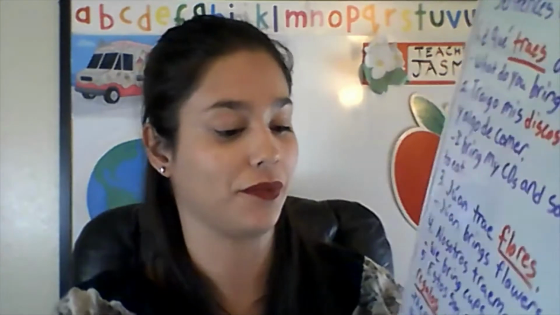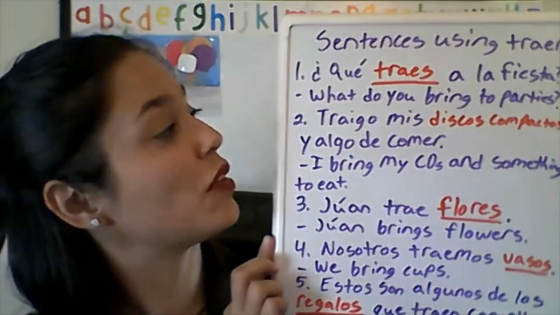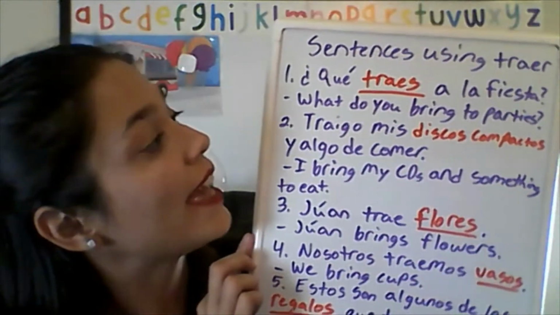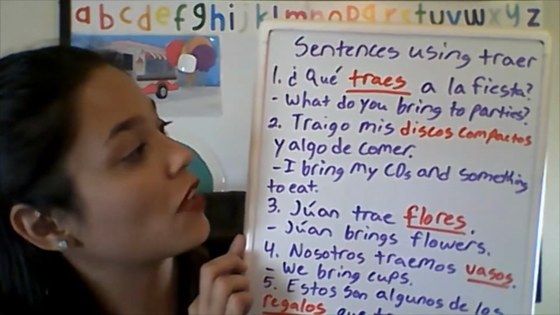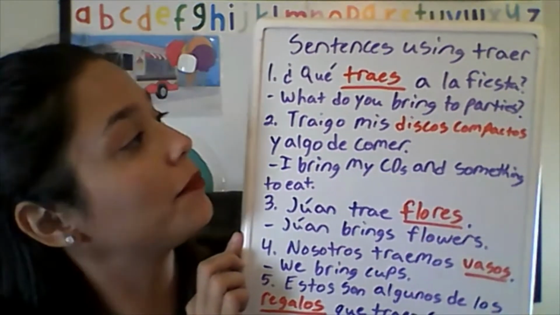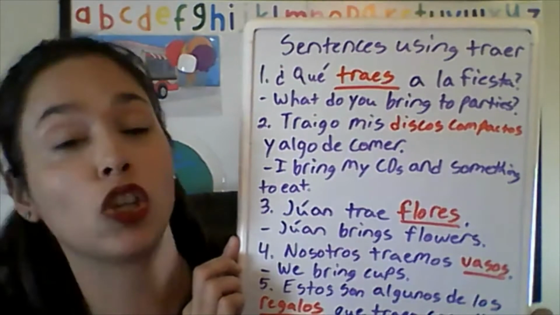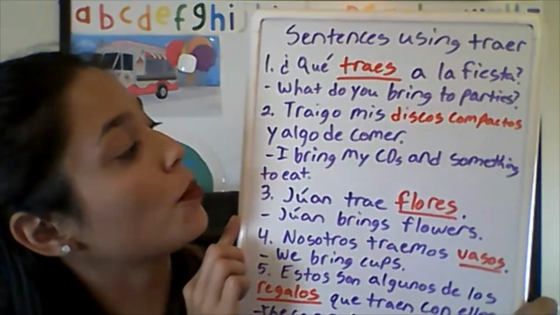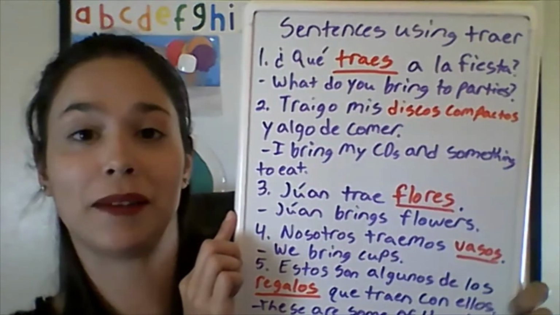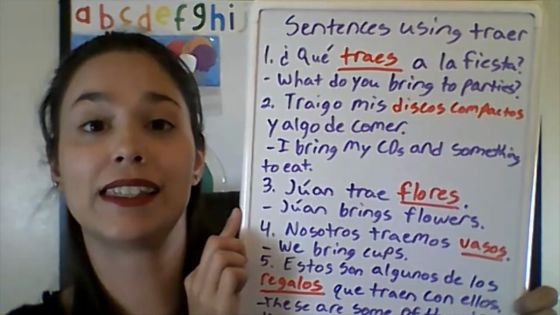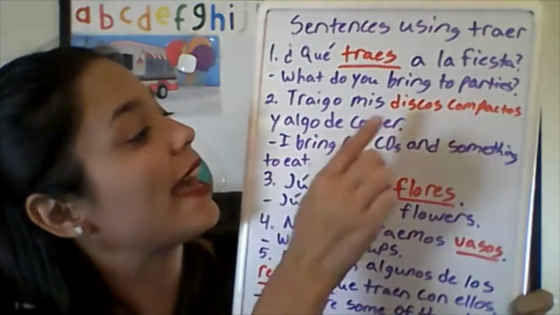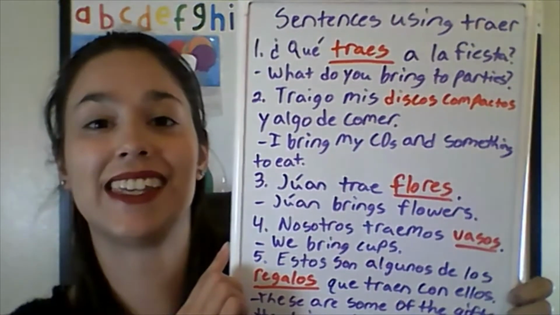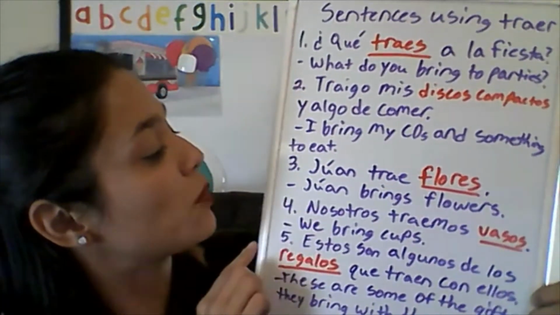Now let's review some sentences using the irregular verb traer. Okay, so here's our first one. ¿Qué traes a la fiesta? What do you bring to the party? Traes, you bring. The next one. Traigo mis discos compactos y algo de comer. I bring my CDs and something to eat. Discos compactos, CDs.